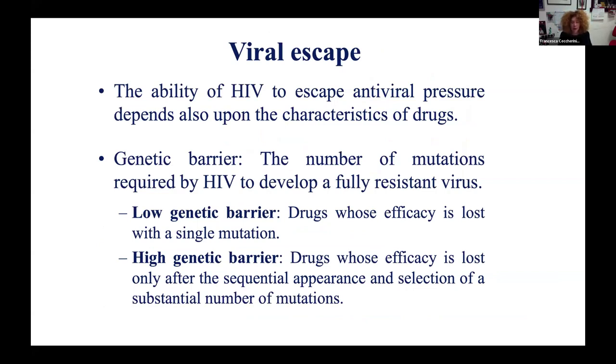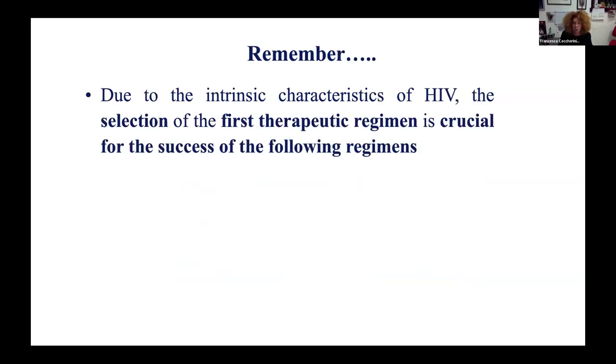So we speak about genetic barrier, meaning the number of mutations required by HIV to develop a fully resistant virus. So we have drugs with a low genetic barrier, where normally the efficacy of these drugs can be lost by a single mutation, or drugs with a high genetic barrier, whose efficacy is lost after sequential appearance and selection of a substantial number of mutations.